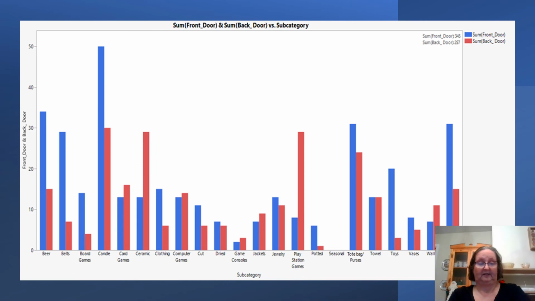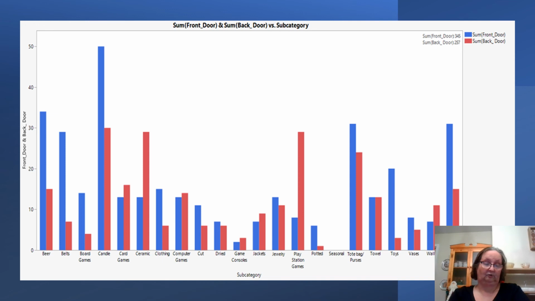The third visualization breaks down the information even further. It looks at the product that is stolen, how much of it is going through the front door, the blue, and how much of it is going through the back door, the red. This visualization shows that beer, belts, board games, candles, clothing, cut flowers, dried flowers, jewelry, potted plants, tote bags, purses, toys, and wine are being stolen more by customers than by employees. However, towels are equally stolen by customers and by employees.